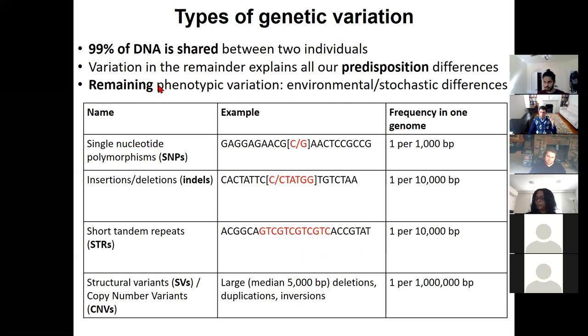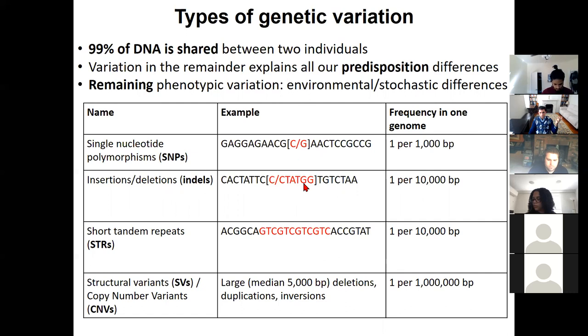It's only in the remainder, less than 1%, one per thousand of the genome, that the variation explains all of our predisposition differences. And of course, the remaining phenotypic variation has to do with environment and stochastic differences, okay? And the variation happens in many forms. The most common by far, which happens every 1,000 bases, is a SNP, single nucleotide polymorphism. Nothing fancy: single nucleotide means it affects a single nucleotide, and polymorphism means it has many forms. So this is either a C or a G at that location. And of this, we have millions of those.